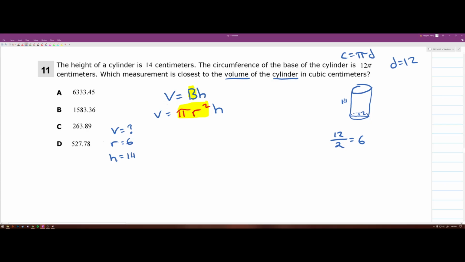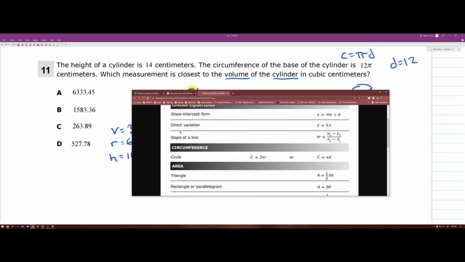Now we're going to continue, and we're going to write this like how I'd write it in Desmos. So I would do V, squiggly, pi times radius, so r squared. So my r is 6, so 6 squared times my height is 14. V equals, and we've got to figure that out. So we're going to go back to Desmos.